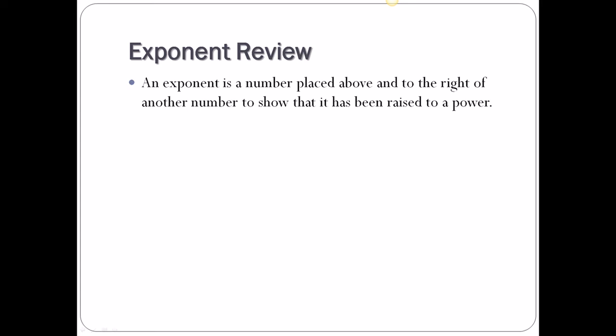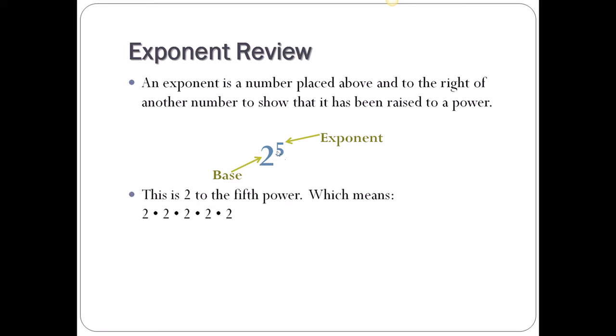An exponent is a number placed above and to the right of another number to show that it has been raised to a power. So you've used exponents previously. Our base is the big number, the exponent is the raised power, and 2 to the 5th power means 2 times 2 times 2 times 2 times 2. There's 5 2's written here. So 2 to the 5th is 32. That's how we figure it out. You just multiply: 2 times 2 is 4, 4 times 2 is 8, 8 times 2 is 16, 16 times 2 is 32. So we're ready for multiplication properties.